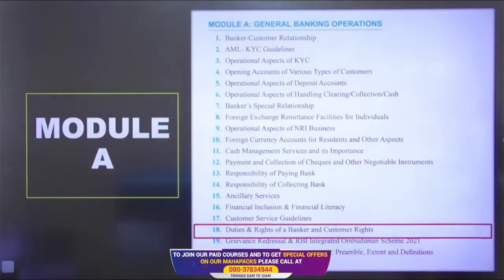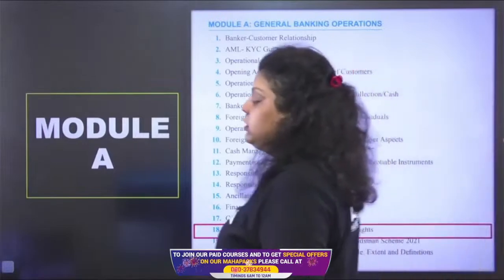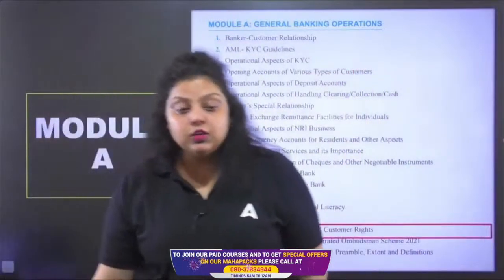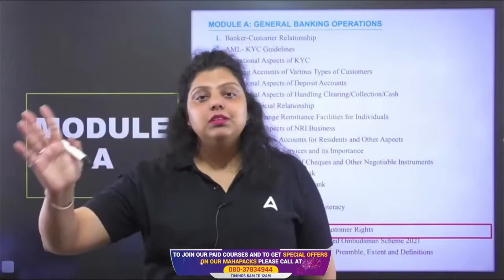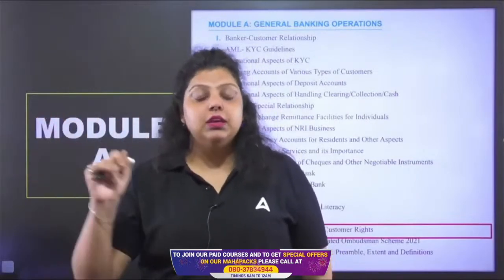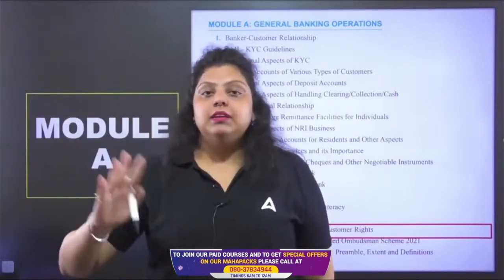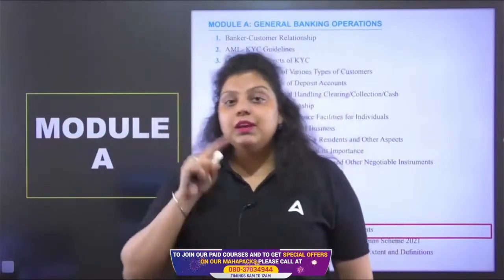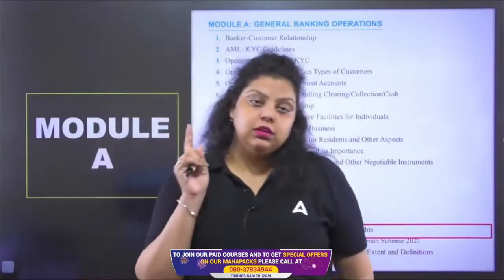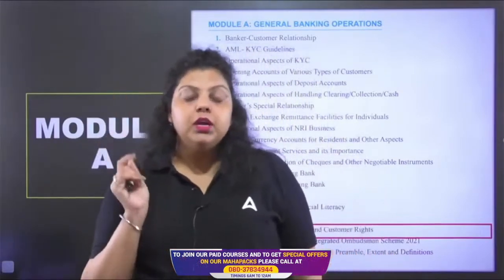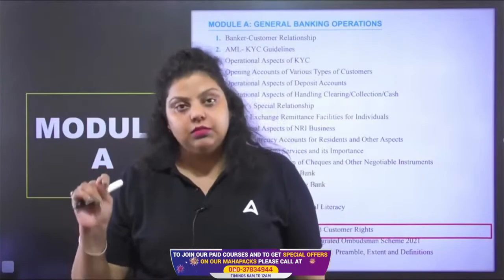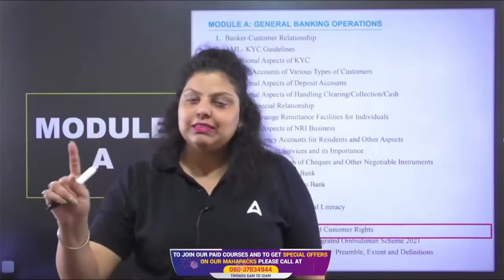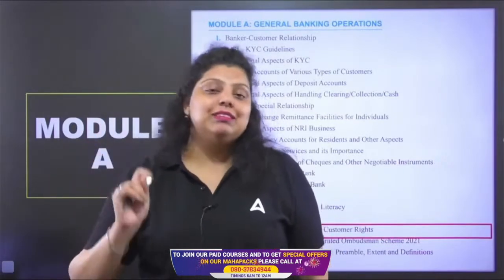If you remember, we have discussed the banker-customer relationship, in which we covered agent-principal, trustee-beneficiary, bailee-bailor, creditor-debtor, debtor-creditor, lessor-lessee kinds of relationships. Then we have discussed the banker's special relationship, in which we discussed lien, right of set-off, right of appropriation, and power of attorney.